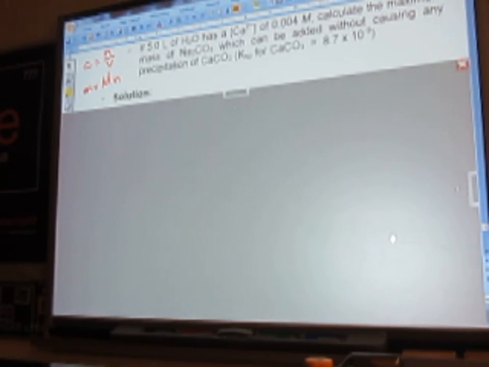Okay, do you know the calcium concentration? Yes. So what's going to happen? When you find that, what's the next step?